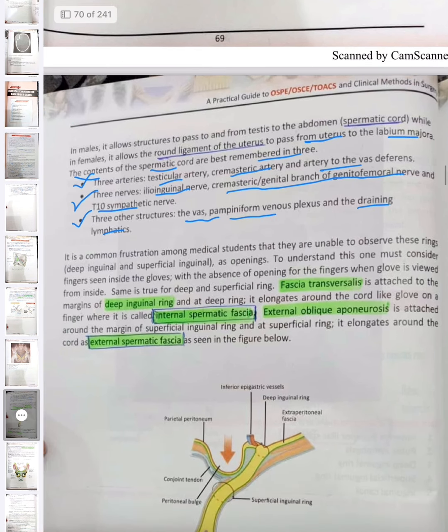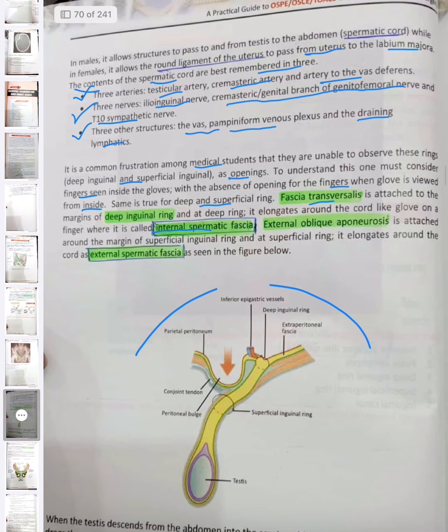It is a common frustration among medical students that they are unable to observe these rings, deep inguinal and superficial inguinal, as openings. To understand this, one must consider the fingers of a glove: when the glove is viewed from inside, there is an opening for the fingers. The same is true for the deep and superficial rings. The fascia transversalis is attached to the margins of the deep inguinal ring, and at the deep ring it elongates around the cord like a glove on a finger, where it is called internal spermatic fascia. The external oblique aponeurosis is attached around the margin of the superficial inguinal ring, and at the superficial ring it elongates around the cord as external spermatic fascia, as seen in the figure below. This is the figure.